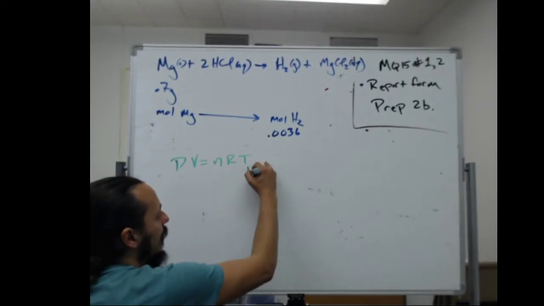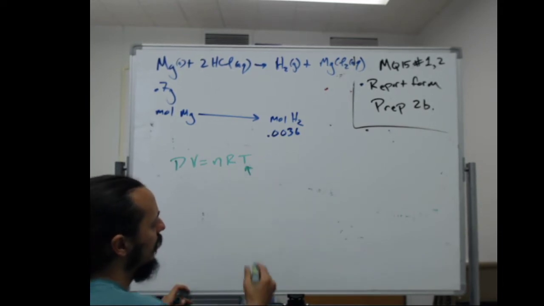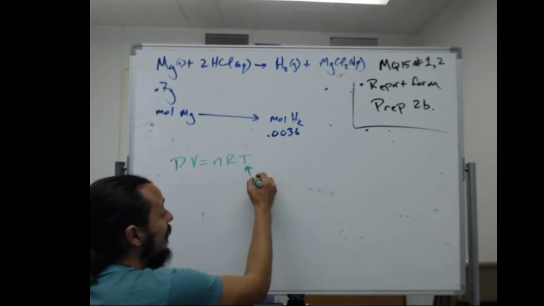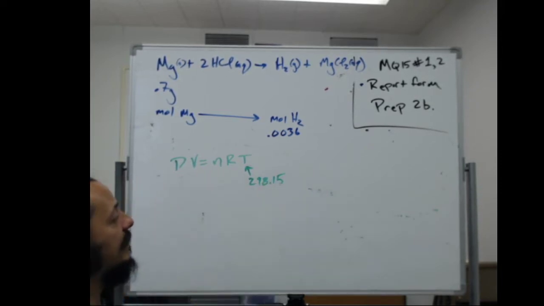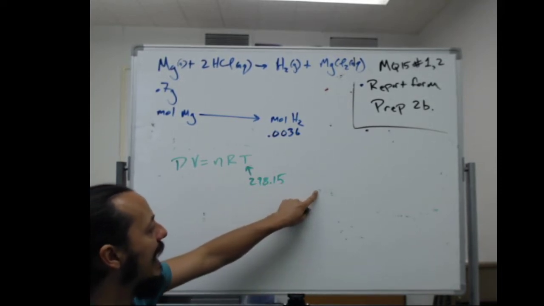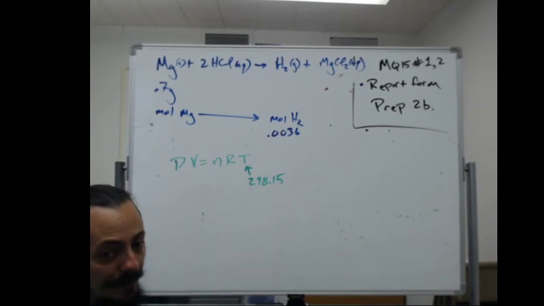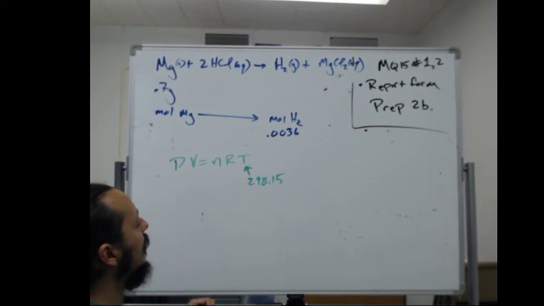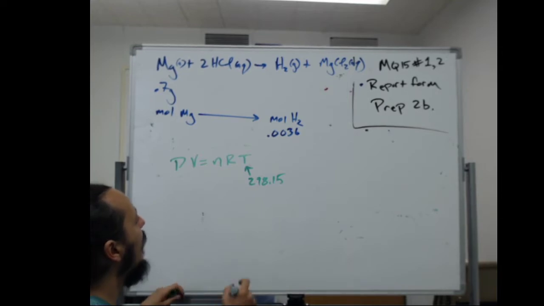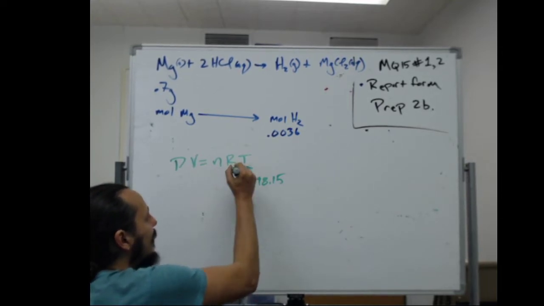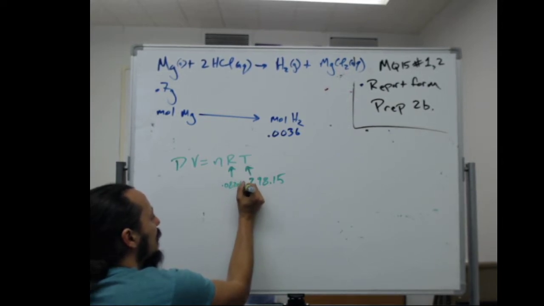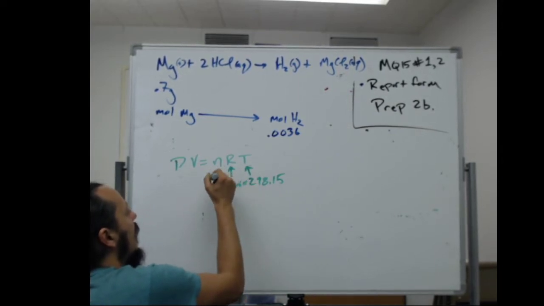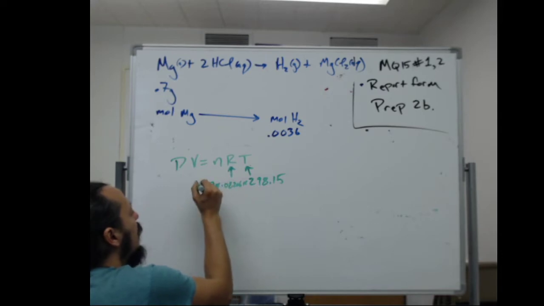What temperature were you given? 25 degrees Celsius. I'm going to go ahead and convert that real quick in my head. 25 is the only one that I can convert in my head because it's so commonly used. 298.15. Ideal gas constant is also known. That's 0.08206. N is the thing we're solving for.